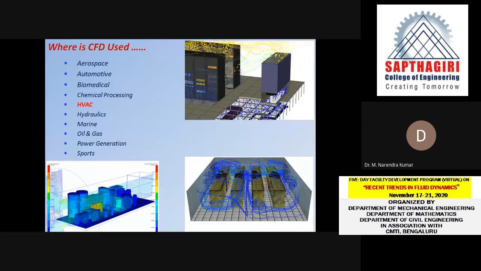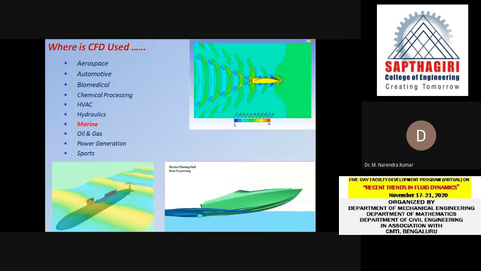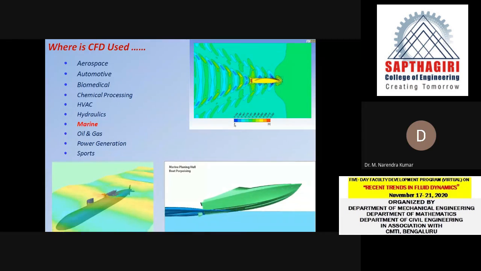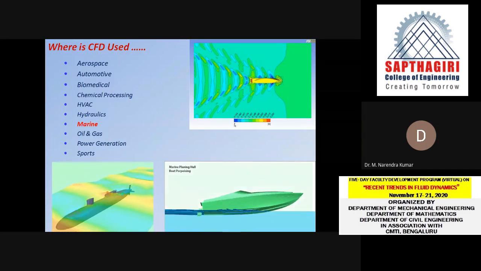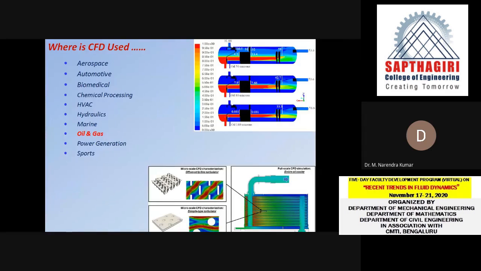Next is HVAC. Okay, so you can find its application in HVAC. So then you come across hydraulic systems. So it is used for modeling the hydrodynamics, hydroflow. So then you come across the applications even in marine. So you can model and try to carry out the CFD analysis. So then you come across the application in oil and gas flow, which is used for simulating it.